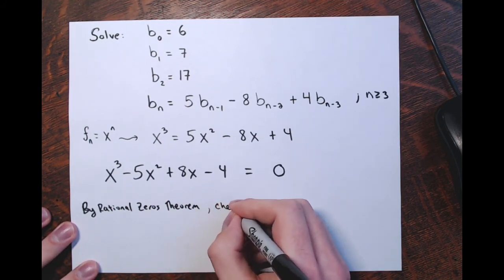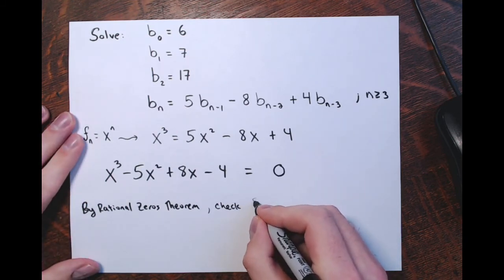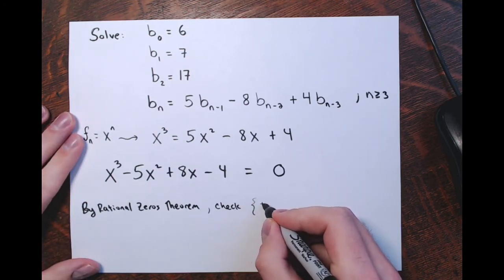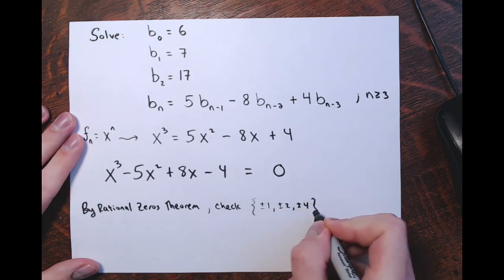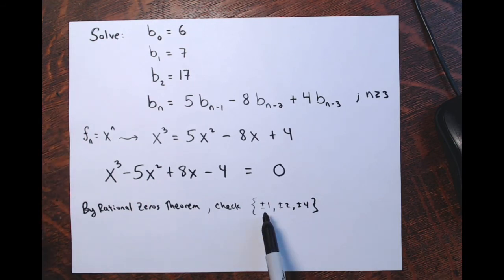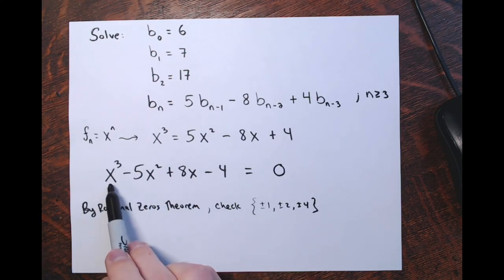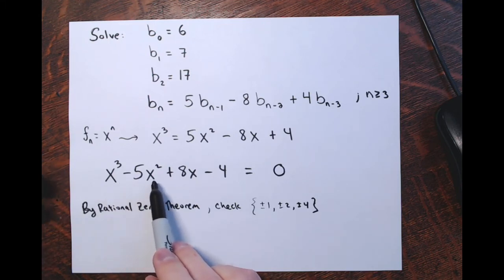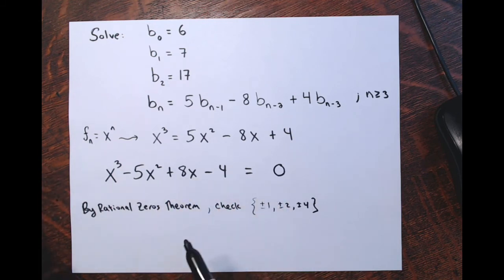Let's check, and I'll do it by synthetic division. I'll check these values: plus or minus 1, plus or minus 2, and plus or minus 4, the factors of -4. Now I'm going to do this real quickly out loud. 1 minus 5 is -4. 8 minus 4 is +4, so 1 will work.